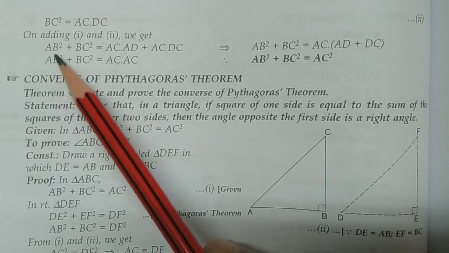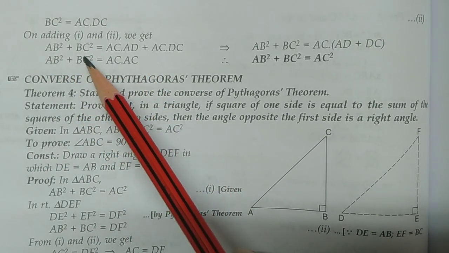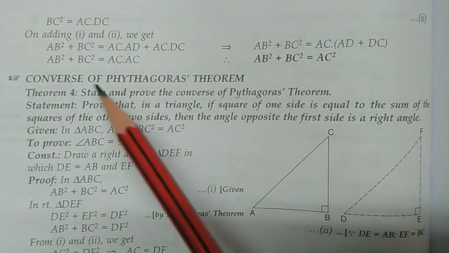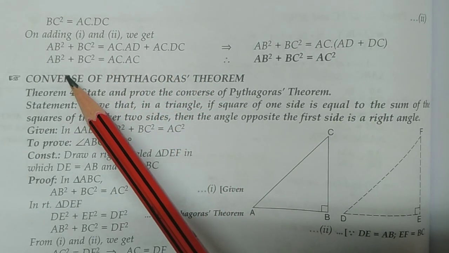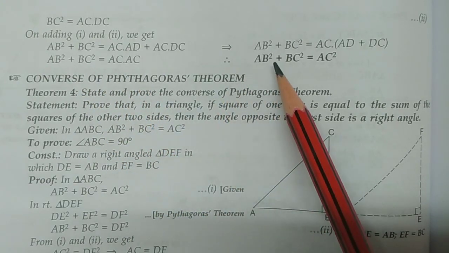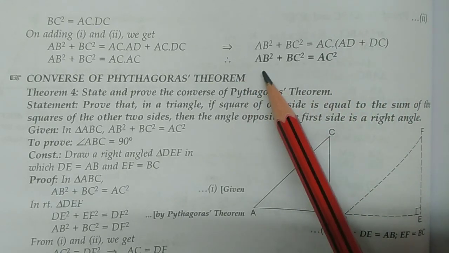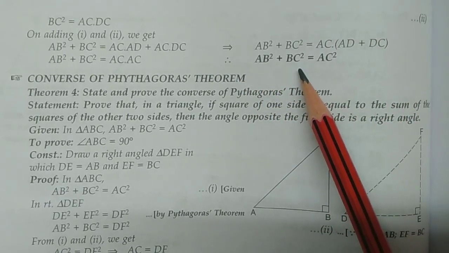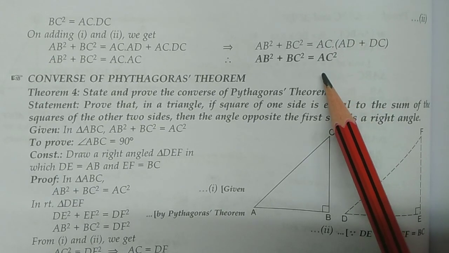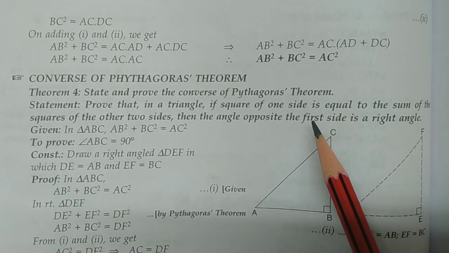Now on adding 1 and 2 we get AB square plus BC square equals AC times AD plus AC times DC. So AB square plus BC square equals AC times (AD plus DC), so AB square plus BC square equals AC square. So all these points are being given here.